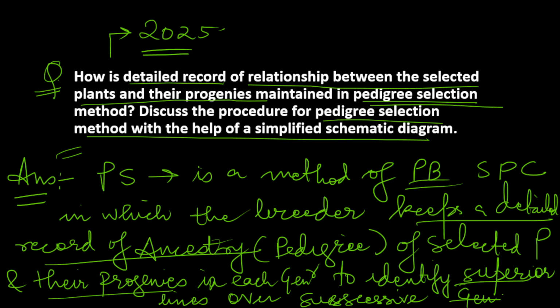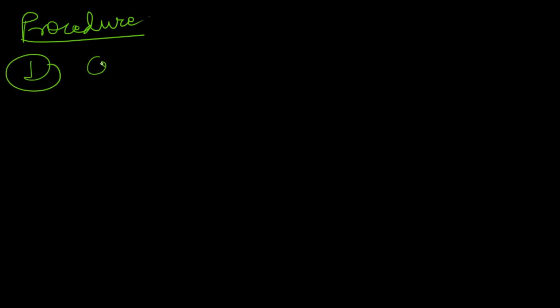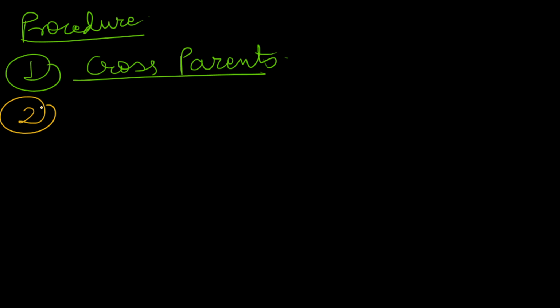Now if you see the second part of the question, it asks us to discuss the pedigree selection method. So we will discuss the procedure of the pedigree selection method. The first step is to cross the parents with desirable traits. Whatever traits we want in our progenies, we will take the parents and cross them.